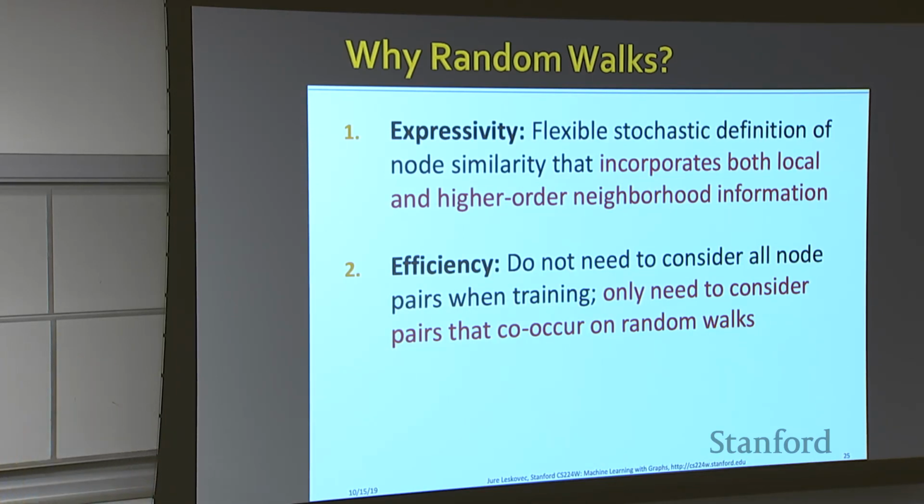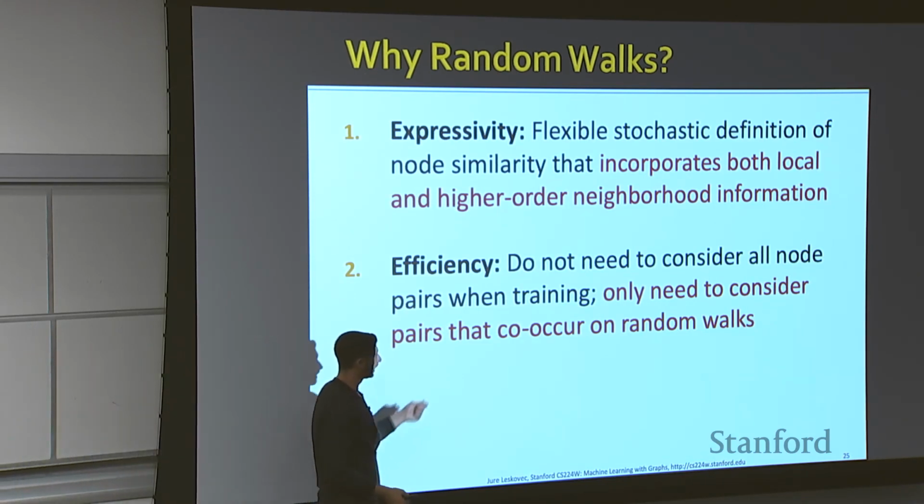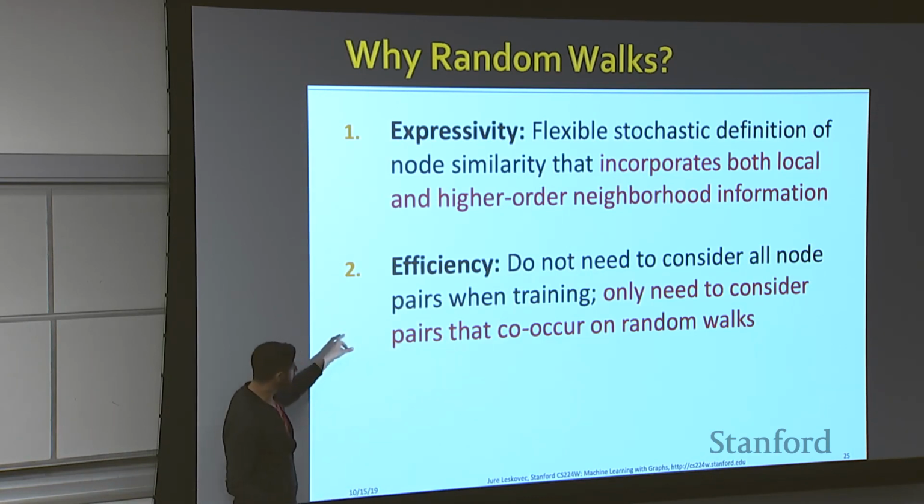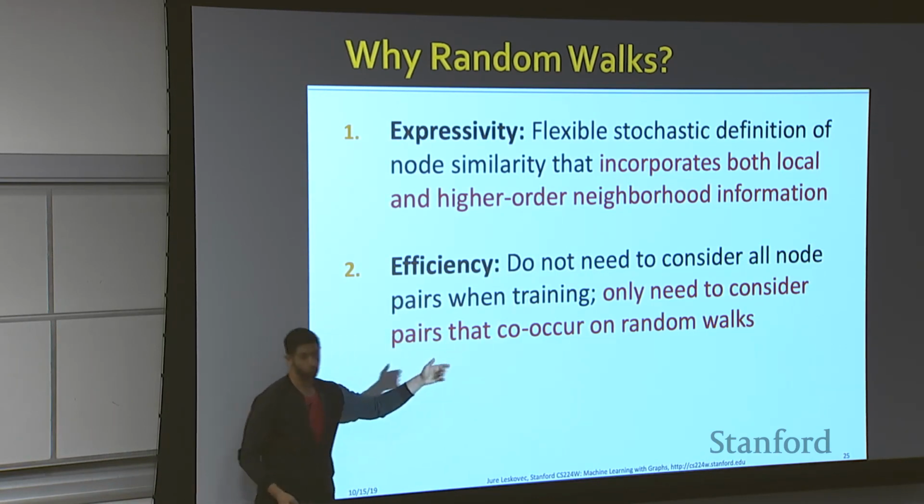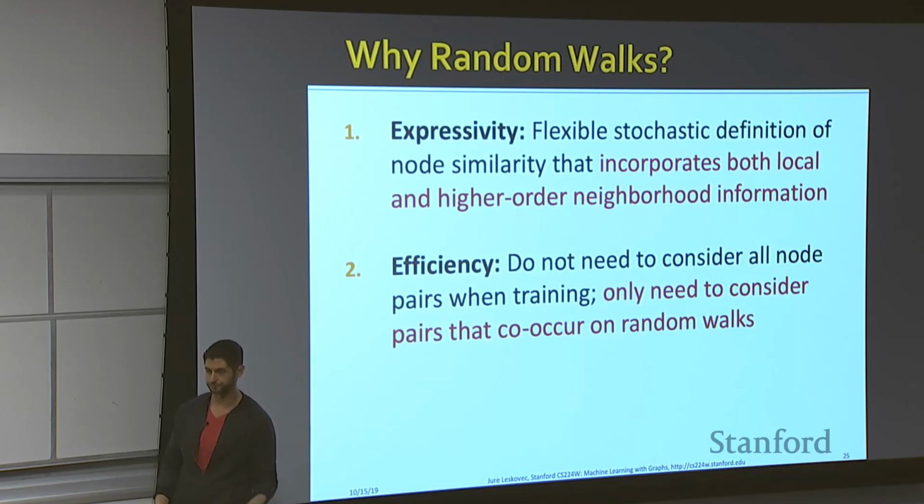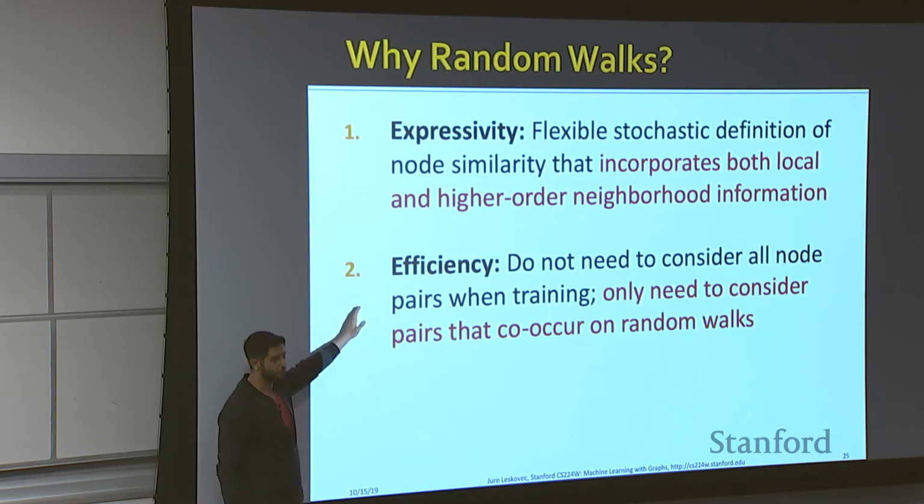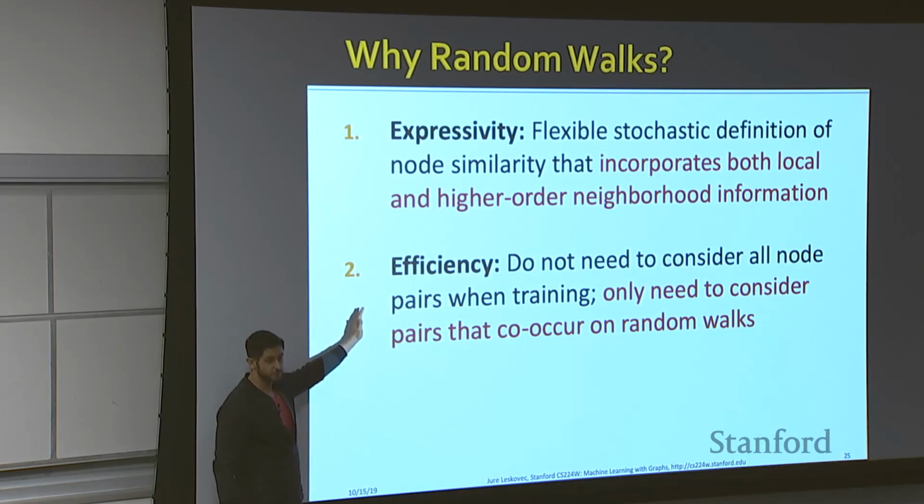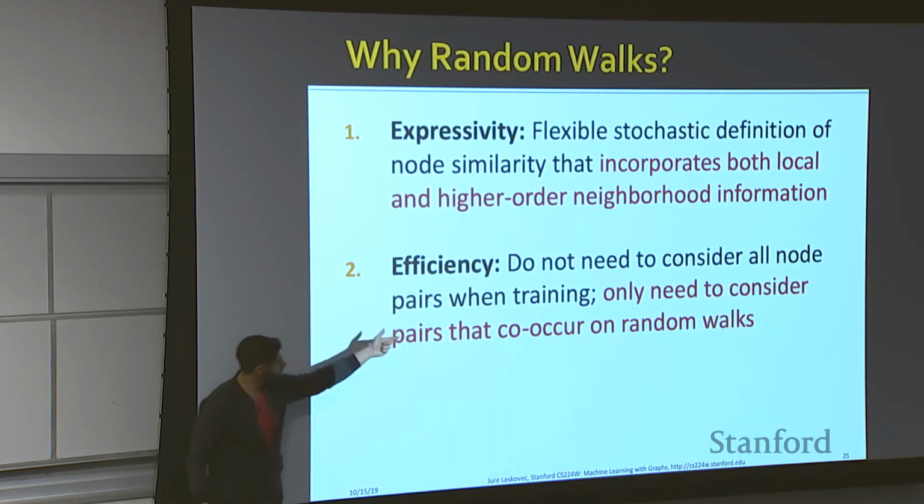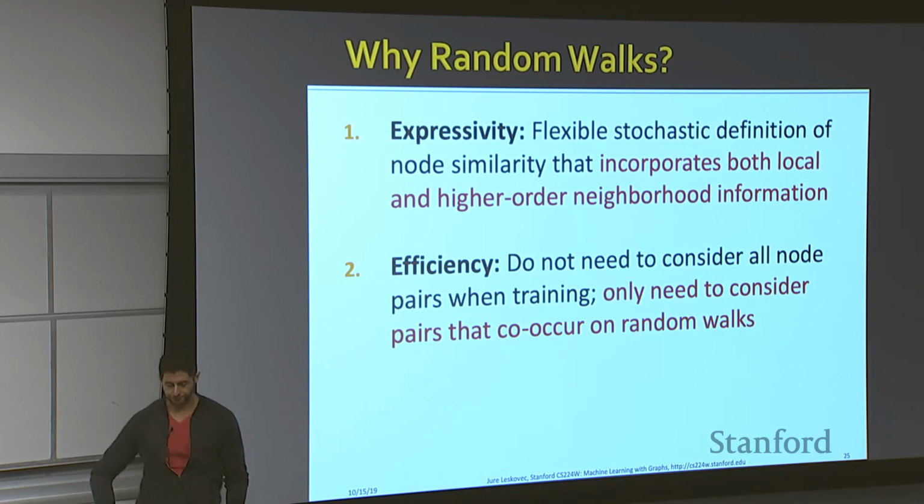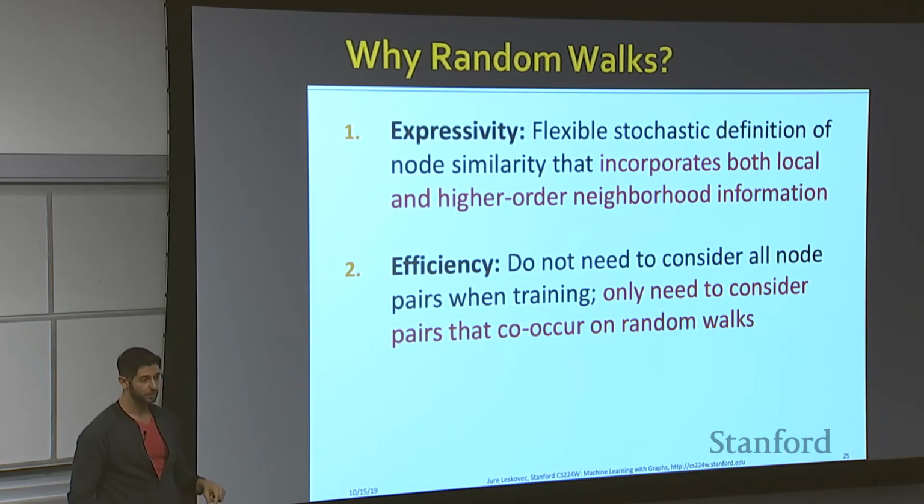Basically, they avoid considering all the node pairs when training. The only pairs that we consider at training time are the ones co-occurring in our random walk. And this part is extremely important. If you think about it, as soon as a graph starts to grow, if you have to work with all the pairwise comparisons to compute the similarity, that will suffer a quadratic explosion.